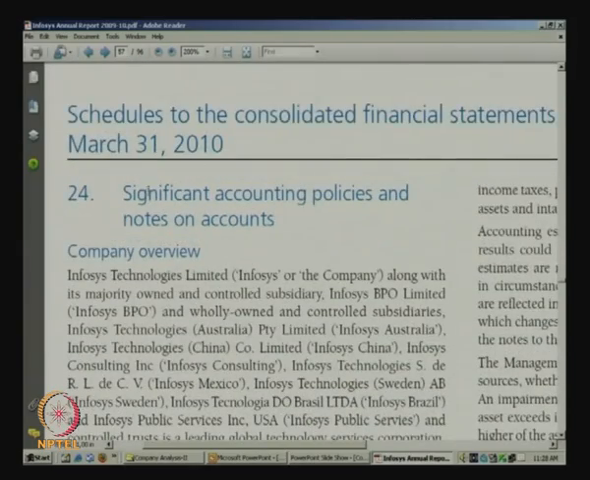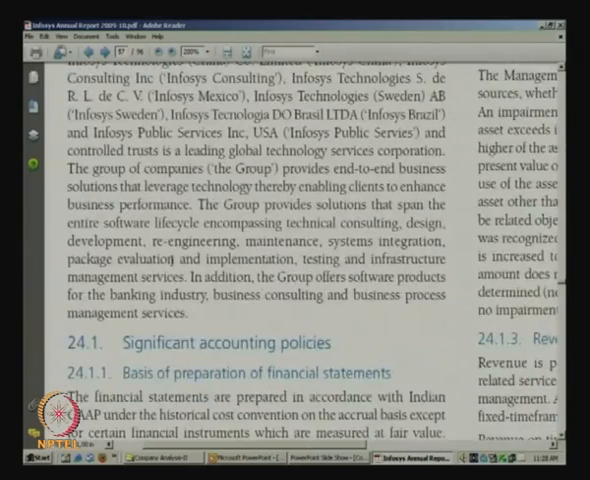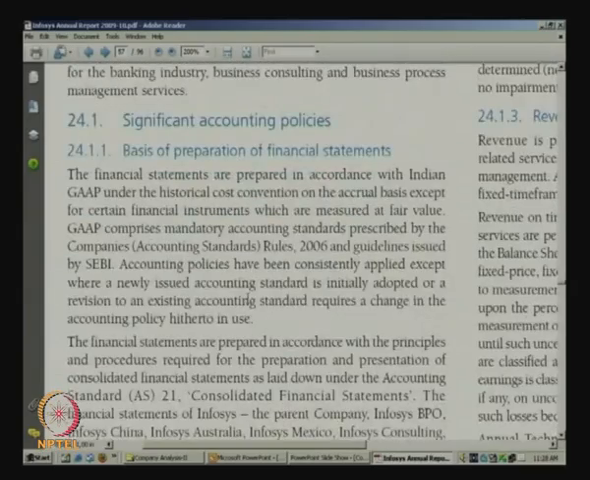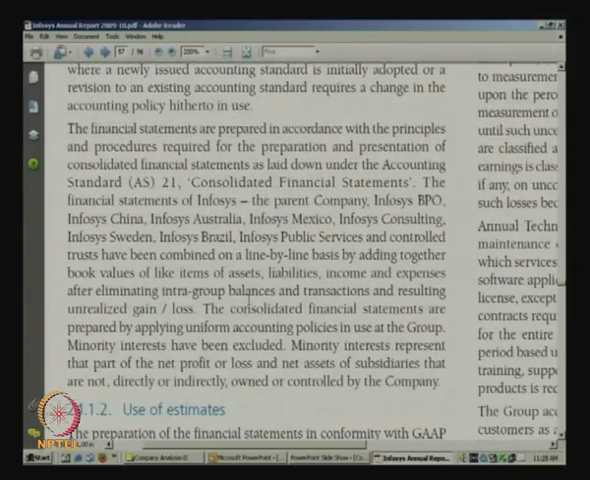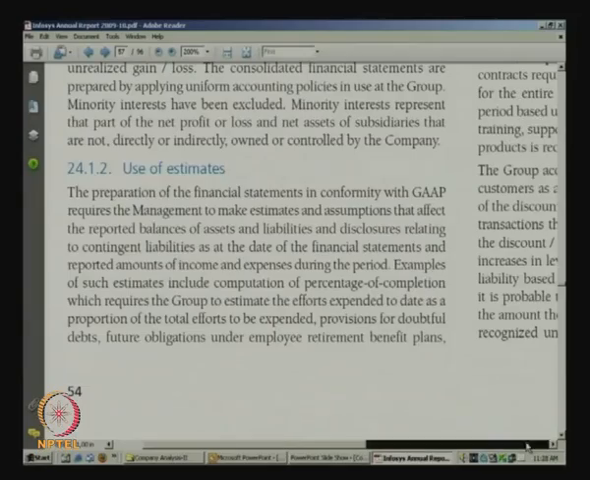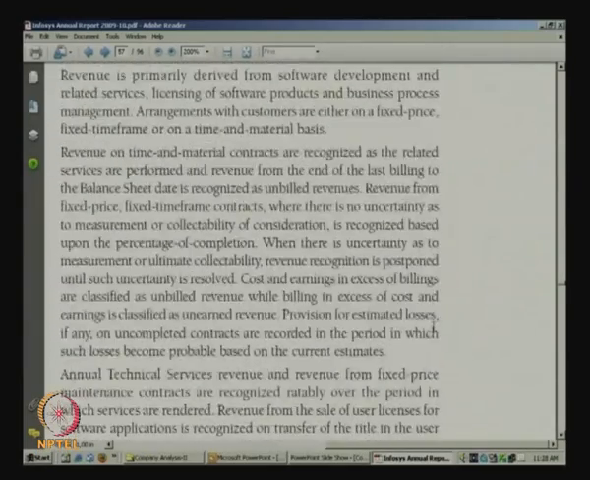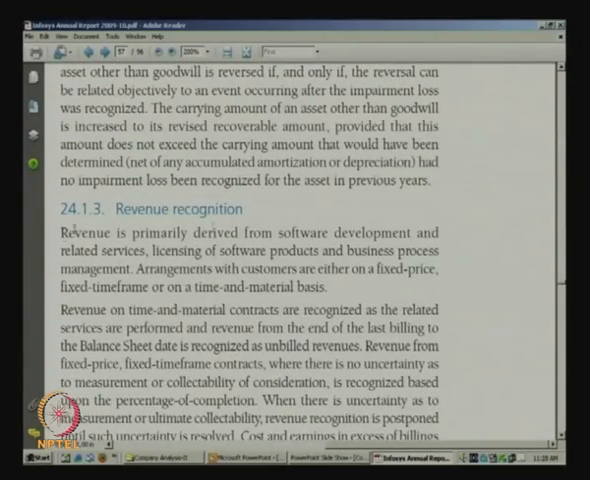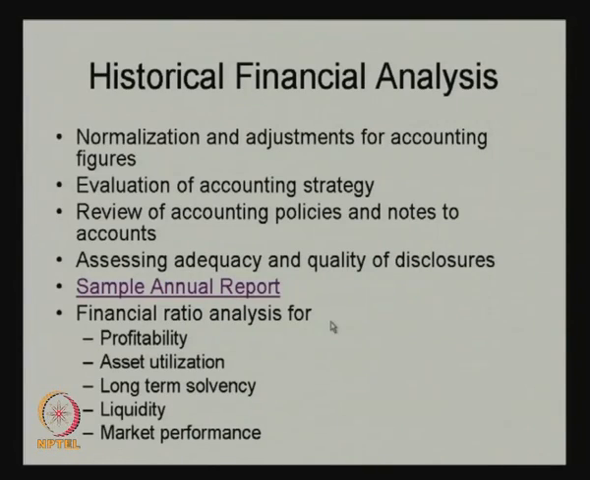You can see here the company has significant accounting policies, like the basis of preparation of financial statements, whether they are following the accrual basis, what different accounting standards they are following, the use of estimates, and then the revenue recognition policy. Revenue recognition is one of the very important accounting principles: how do they recognize the revenue for a particular year. These are the ways one can look at and assess how these companies are following the different disclosure norms.